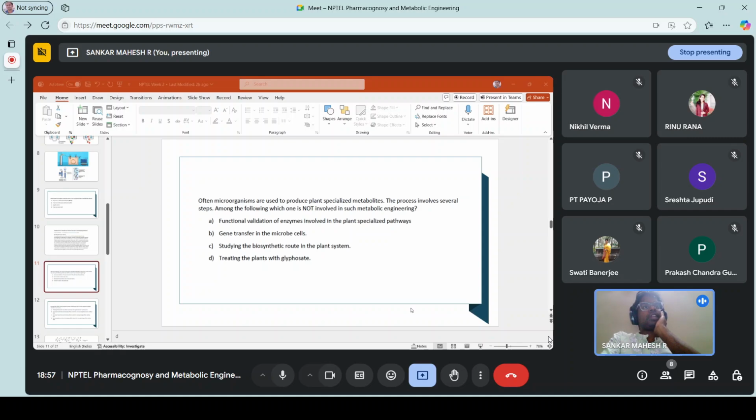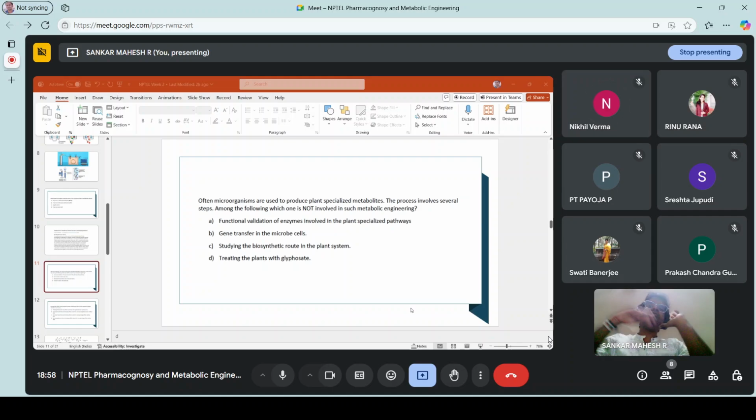Okay, does anyone want to volunteer? Anyone knows the right answer here? You can unmute. Sir, answer number D is treating with the glyphosate. It is an herbicide, so it is not the right answer.